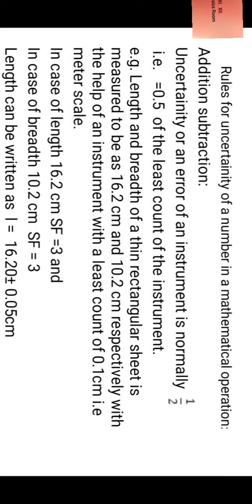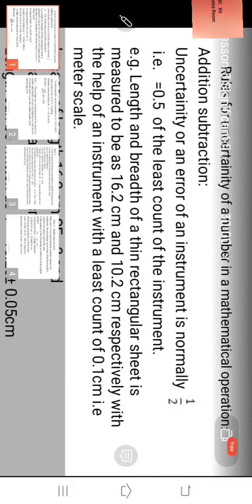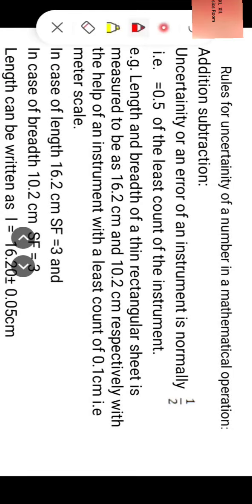Now uncertainty or an error of an instrument is normally half, that is 0.5, of the least count of the instrument.